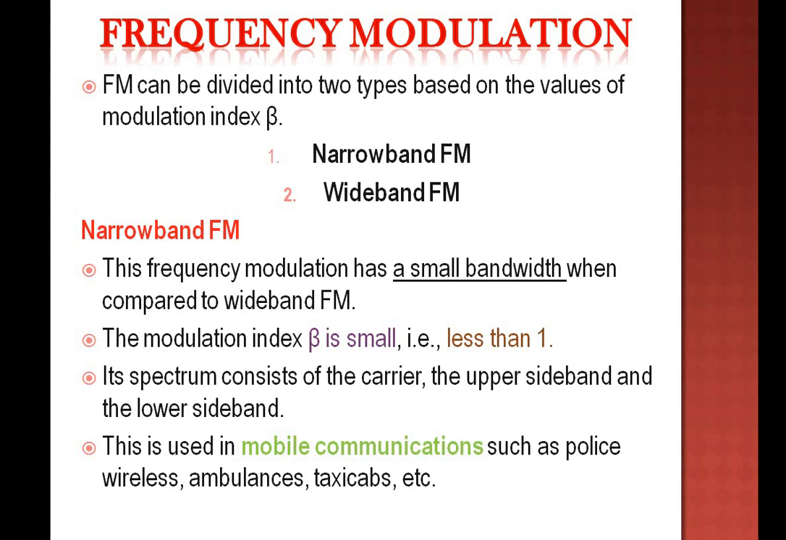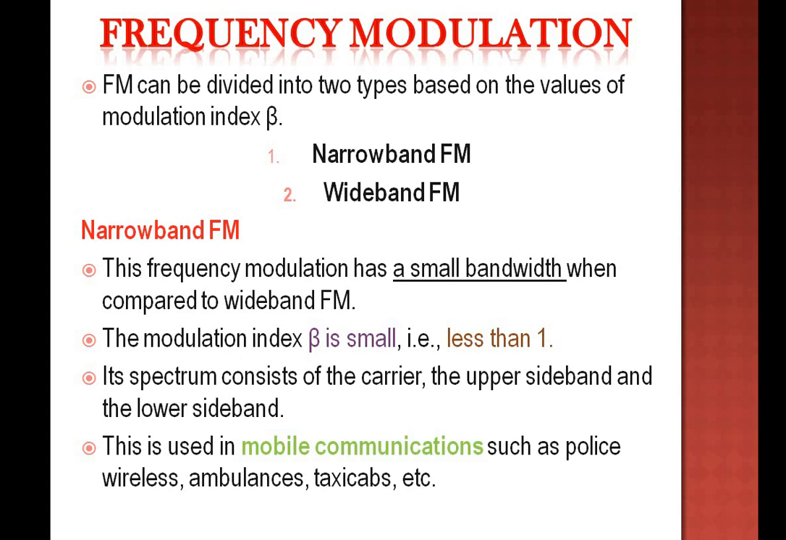It gives you the depth of modulation, how much your message signal has been modulated. Based on this beta value, FM is divided into two types. The first one is narrow band frequency modulation and the second one is wide band frequency modulation. For narrow band frequency modulation, I'll read out the features for you. There are 4 to 5 features in this one.